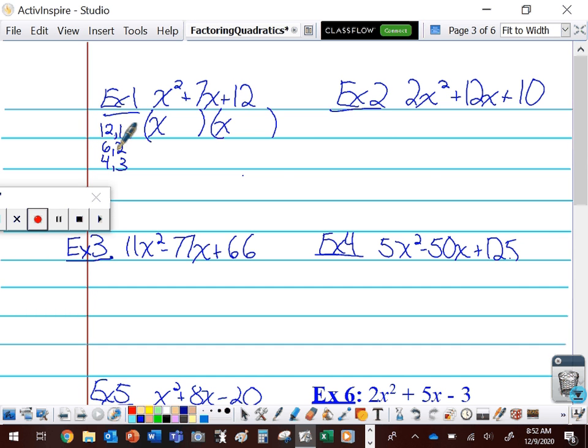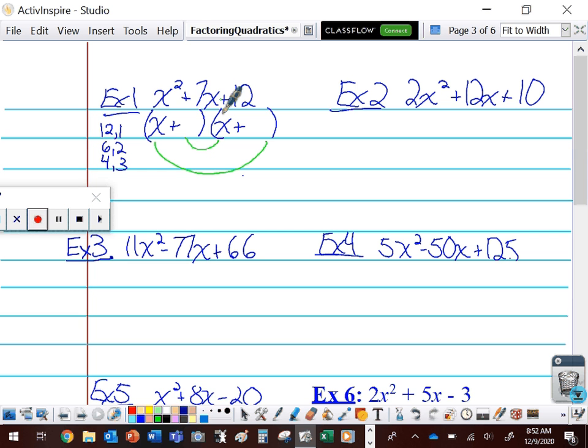Now, because my C term is positive, I know that both of my factors get the same sign as bx. So I know they'll both be plus. Then I know that when I check my outers and my inners, those are going to have to add to give me that bx. So the bad news here is it's just guess and check. Okay, we just have to try pairs until we find one that works.